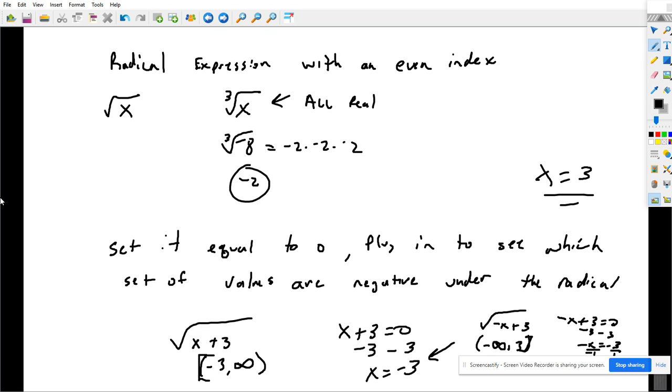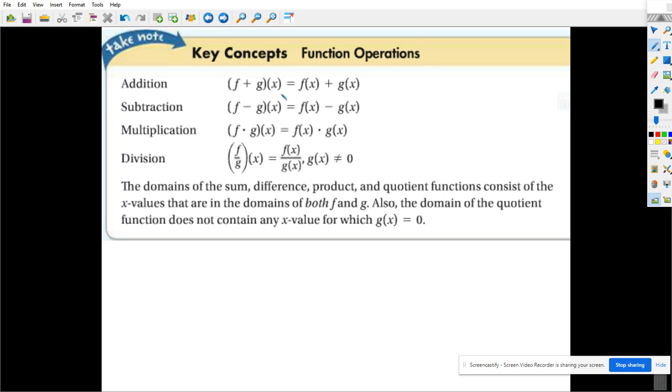So there are going to be some problems that ask you about the domain. We're going to do a couple of those, but I just wanted to refresh. We really only have to worry about the domain on a fraction or on a radical expression with an even index. So let's take a look at what we're talking about here with function operations.